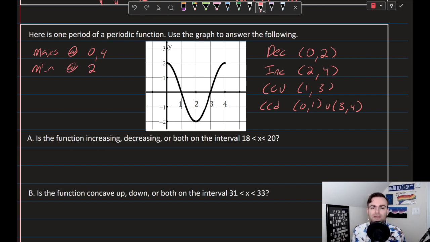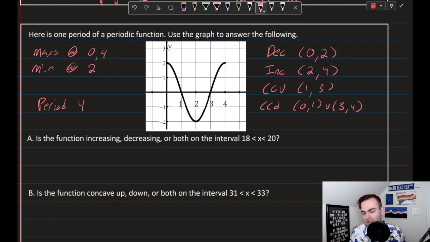So what does this mean for us? Well, it's repeating this pattern, right? And it's repeating this pattern every 4. The period here is very simply 4. So it's repeating this pattern every 4 increments, every 4 units.